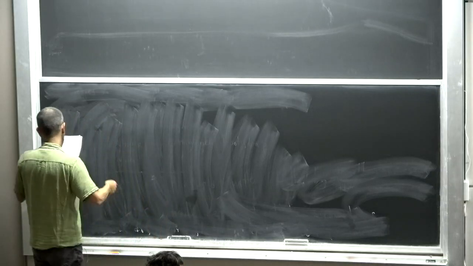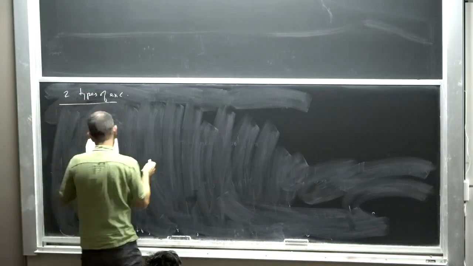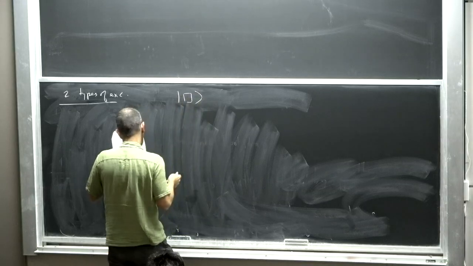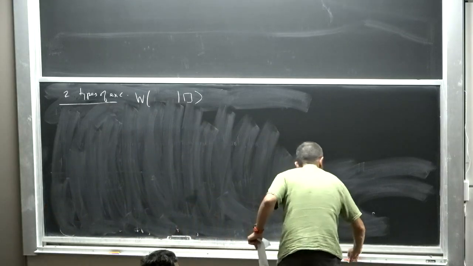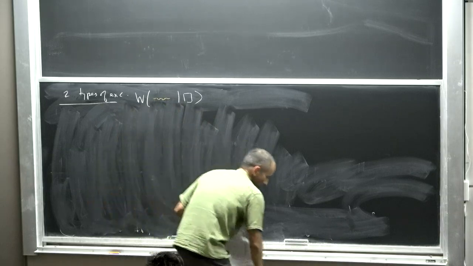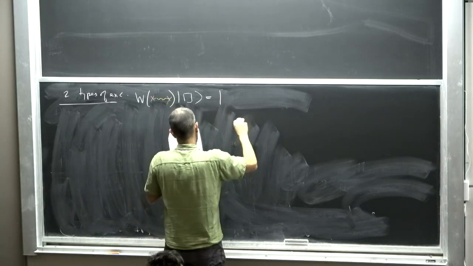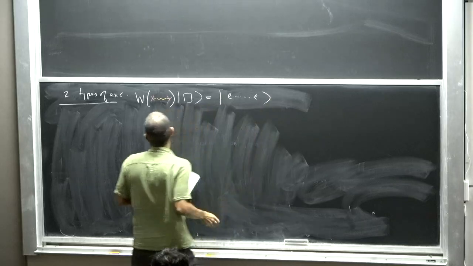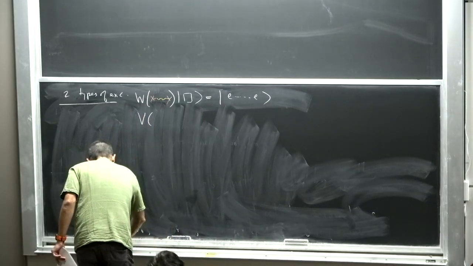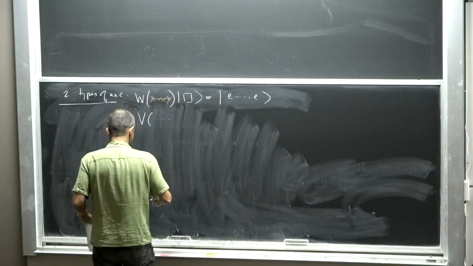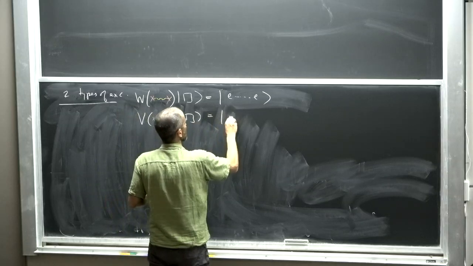So let's ask what happens. There are two types of excitations. One of them is if I act on a ground state with W of a curve that has a boundary, then this creates what we'll call E particles at those places. And if I act with V on such an open curve, we get these particles that are called M.